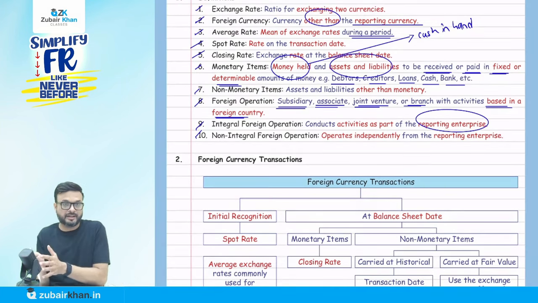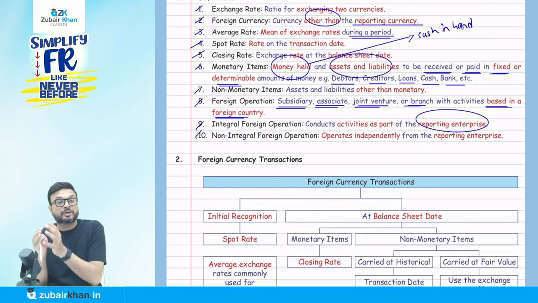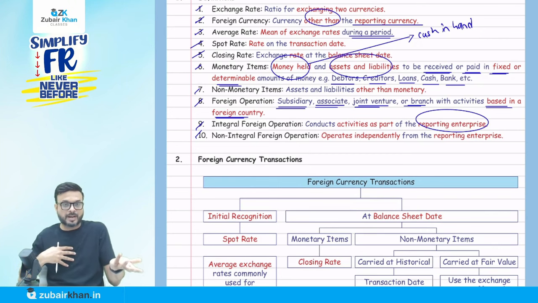Reporting means we are in India, we are in Chennai, suppose. So we are the reporting enterprise, and we have a branch in Dubai which depends on us only. We send them goods, they sell in the local market there. So that is integral.